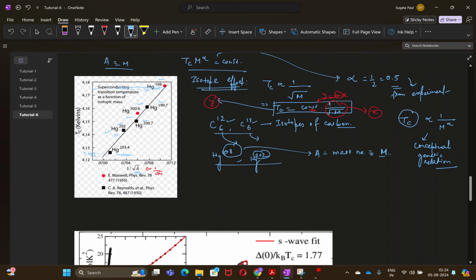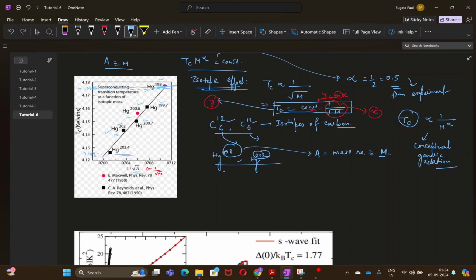If you draw a straight line effectively around this point here, you see that it cuts the y-axis at around 4.175 Kelvin, right? Which is the largest TC amongst all the variants over here. So basically it proves the relation to be true also from the experiments, and it is tested on mercury, which is the first discovered superconducting element by Kamerlingh Onnes. Right. So this is a generic idea and the mathematical relation proven experimentally.